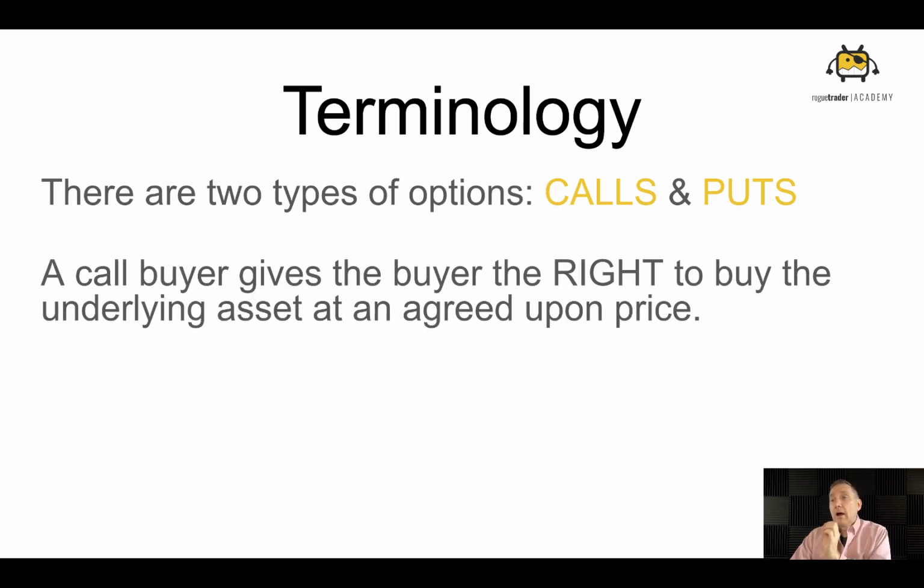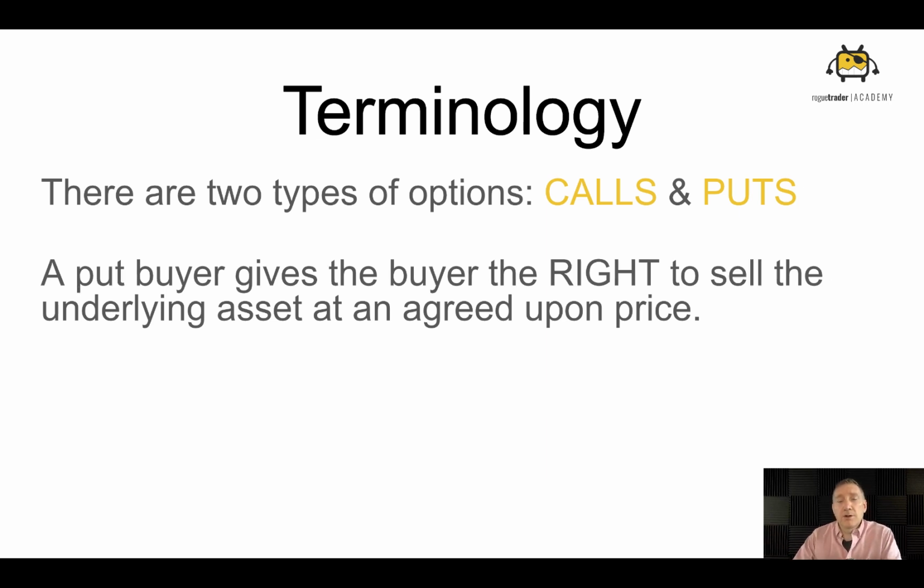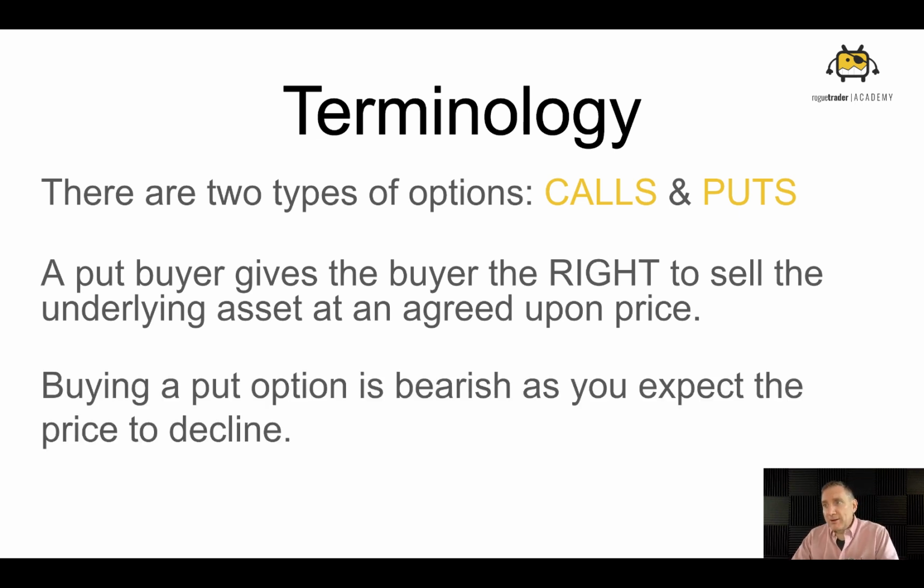Very, very straightforward. A call gives the buyer the right to buy that underlying asset at an agreed upon price, the strike price, up until the expiration date. It's just a contract, but the buyer is paying that premium, is paying some money for that right to do that. Buying a call option is usually done when you're bullish because you expect the underlying price to rise. Now, someone who buys a put gets the right to sell that underlying asset at that given price, the strike price, up until the expiration date. When you buy a put, you're generally thinking the market's going down. You're bearish on the market, or you're bearish on that particular underlying asset.